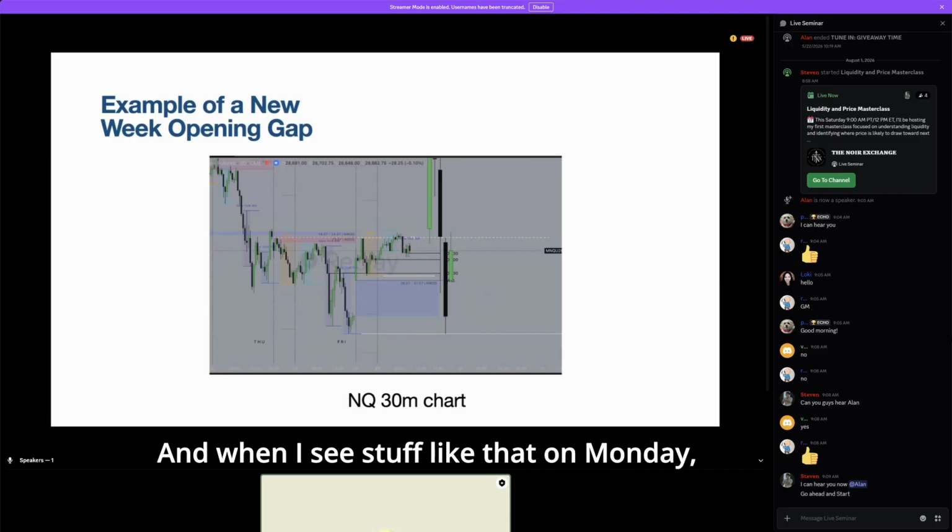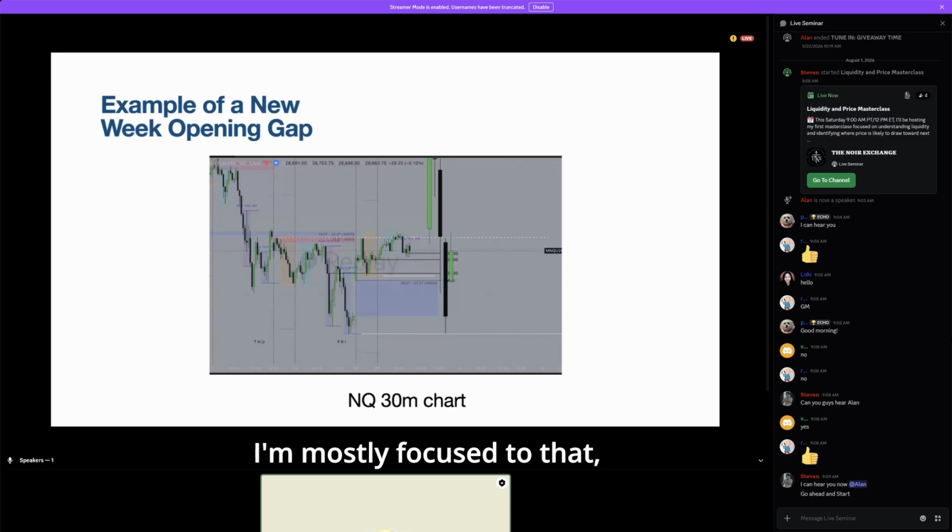And when I see stuff like that on Monday, I'm mostly focused on that, but not all the time will it get traded back to on Mondays. But you want to keep an eye out for that, and definitely have that marked out on your chart and, in this case, not get too bullish because there is that huge void. And I'm sure you guys have heard the term all gaps get filled, because I know a lot of people say it.